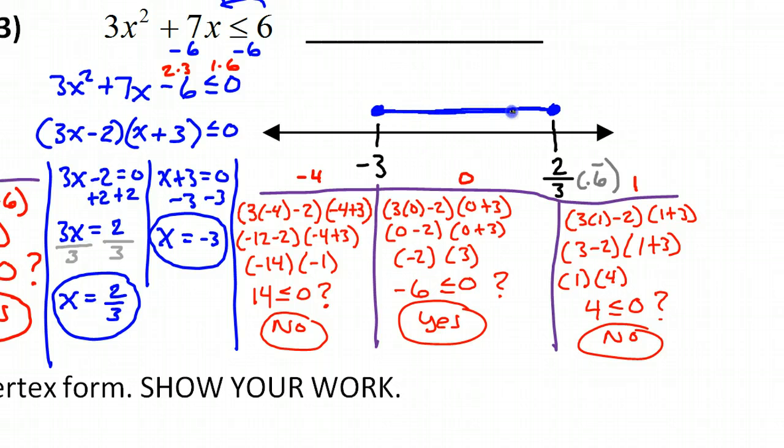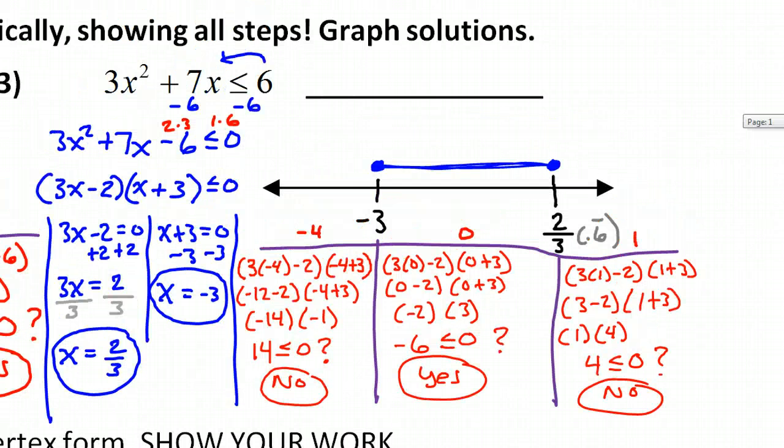Now the way we would write this in interval notation would be like this. We're going from -3 to 2/3, so we'll put -3 to 2/3. And this time we're using square brackets, for the same reason we put closed circles. It's or equal to 0, so we will include these endpoints. All right, that took a while, but we did it.